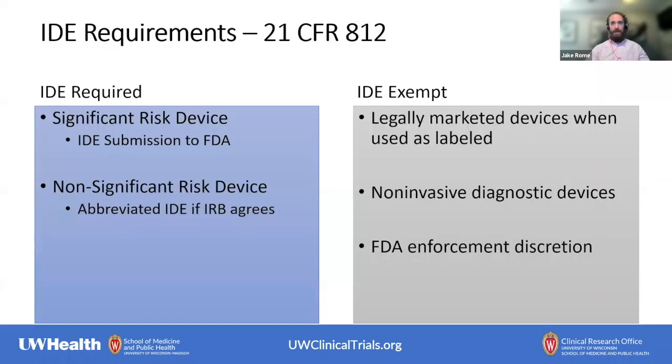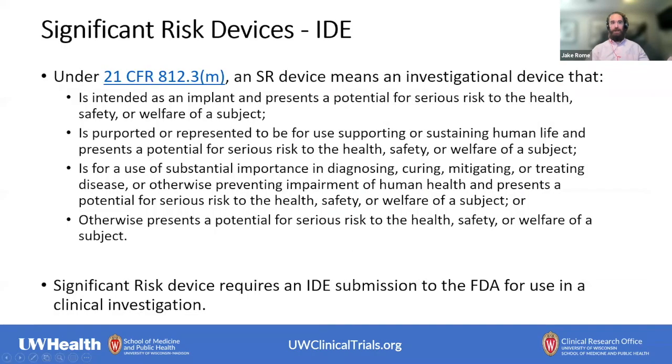What regulations might apply? For device purposes, it really breaks down into two categories. You either require an IDE, which is split up into two separate categories itself, or it is IDE exempt. And I'm going to go through those requirements in detail here. So what's a significant risk device? It's a device that meets the definition that's included on this slide. And basically it boils down to, it's a device that otherwise presents a potential for serious risk to health, safety, or welfare of a subject.